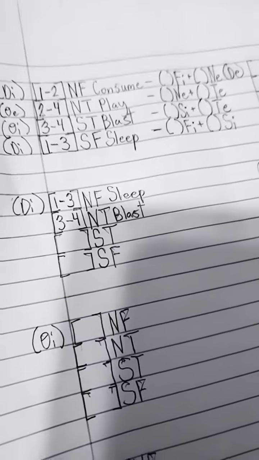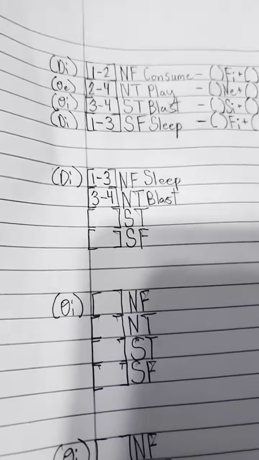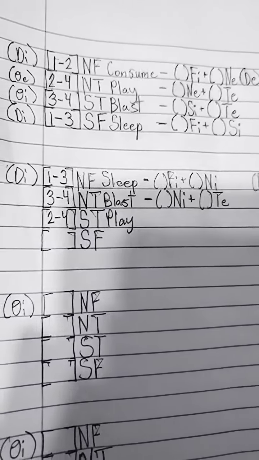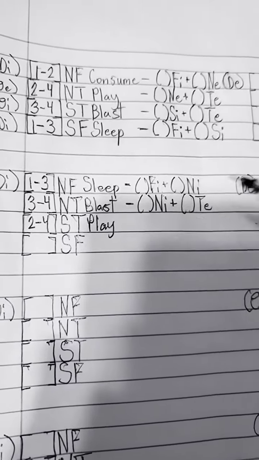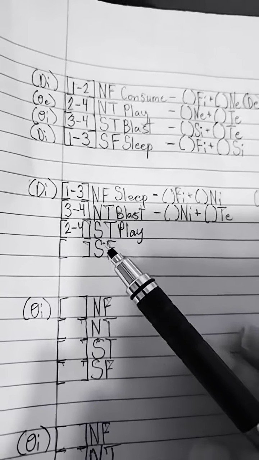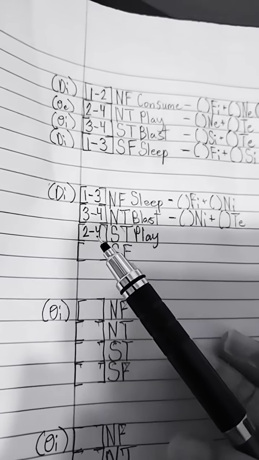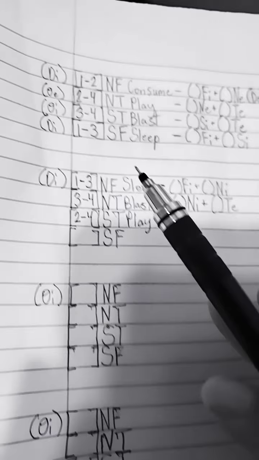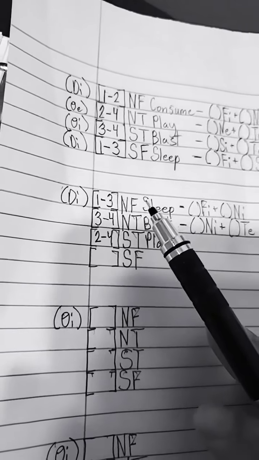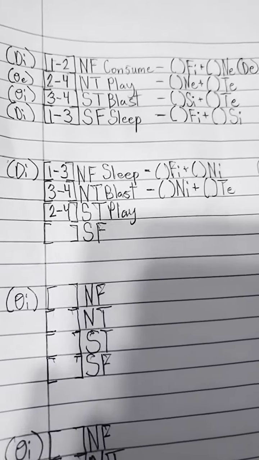ST. Is it consume or is it play? How would we figure this out? Pause. Okay, so we figured out, because it's NF-NT, FI plus NI, NI plus TE, that if the third is ST, then it's going to be 2 to 4. Why? Because the only other option is that it's 1 to 2, but it can't be 1 to 2 because there's no connection with FI or NI. It's diametrically opposed to NF. So we'll carry this on in the next entry, but this is how we solved it. ST play.